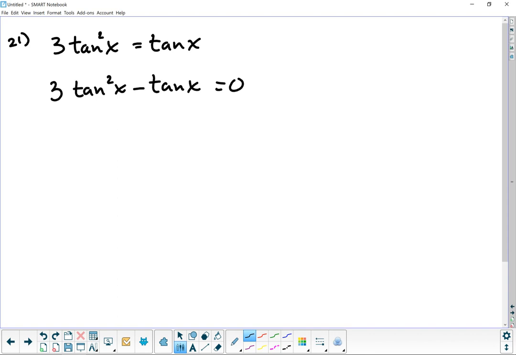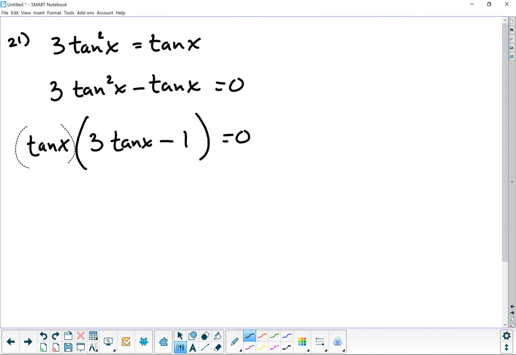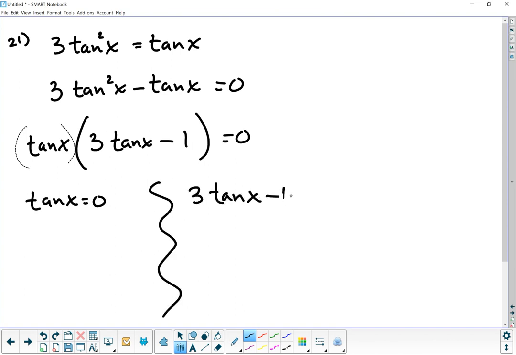From here, I'm going to factor the tangent x out of both of these terms, because the first term and the second term both contain tangent x. So tangent x factors out, leaving 3 tangent x. If you factor the tangent out of the minus tangent x, you get minus 1. That's going to equal 0. Now you already have factors. That's your first factor, and that second parenthesis is your second factor. So we get tangent x equals 0, and 3 tangent x minus 1 equals 0.